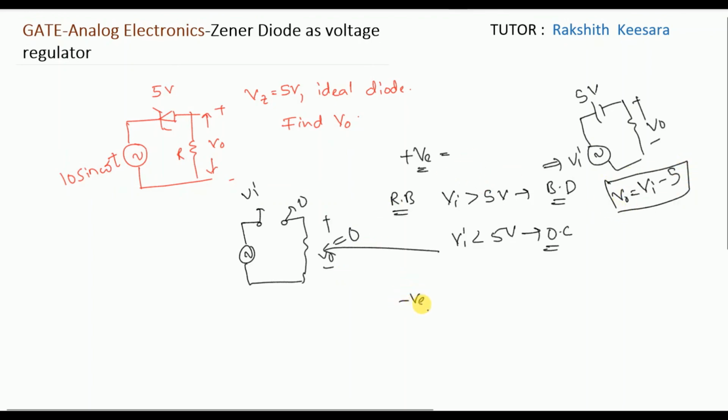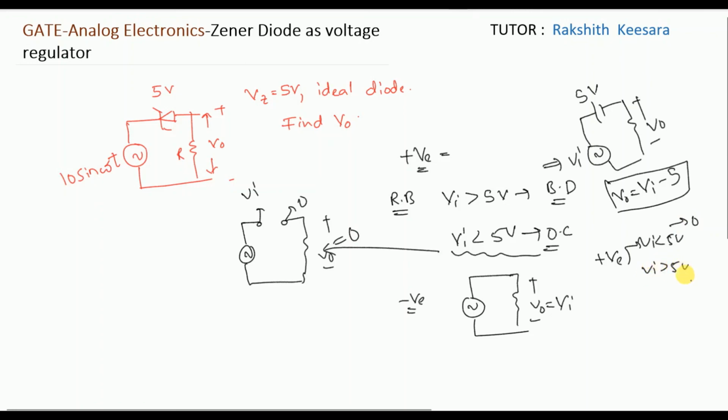While coming to negative half cycle, since minus is connected to N type, it acts as just a normal diode. So it will be in forward bias like this. What will be V0? V0 equal to Vi. So in positive half cycle, when Vi is less than 5 volt, V0 is equal to 0. When Vi is greater than 5 volt, V0 is equal to Vi minus 5. And while coming to negative half cycle, V0 equal to Vi. That's it.